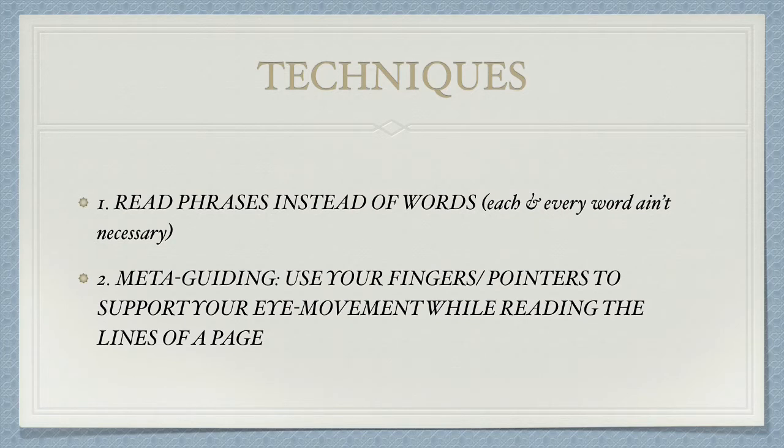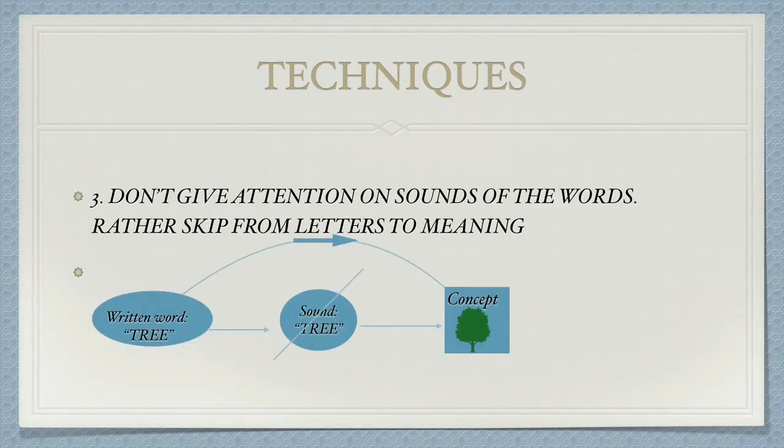Then you go for meta guiding, which means use any pointer, use your fingers to check on the lines, the sentences in the text. And then you don't have to give attention on sounds of the words. As you can see from the diagram, you have to move on with the written word directly with the concept, not doing any subvocalization. This process is subvocalization because you need not focus into the word, the sound of the particular concept. You just need to focus on the concept rather than the sound.